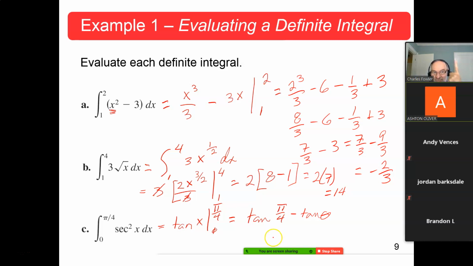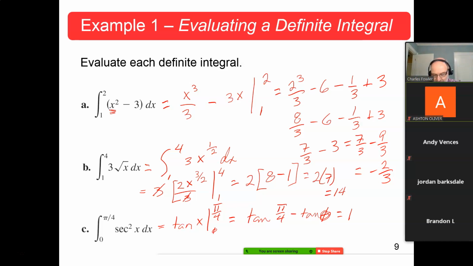How many digits? 1. Okay, that's what it was. So this is equal to 1. That's not supposed to be a theta, that's supposed to be a 0. What's the tangent of 0? 0. So that's 1. Let's see how the book did on. Oh my goodness, they got that one right too.